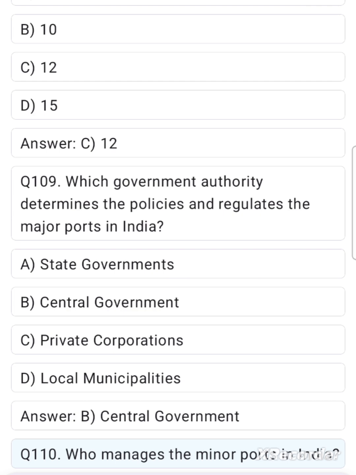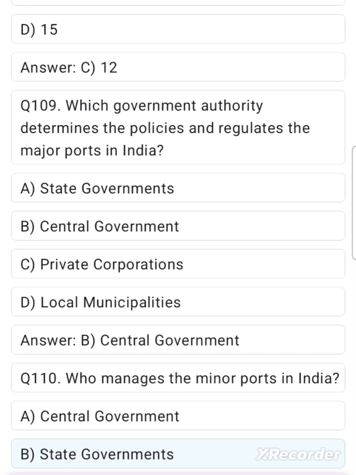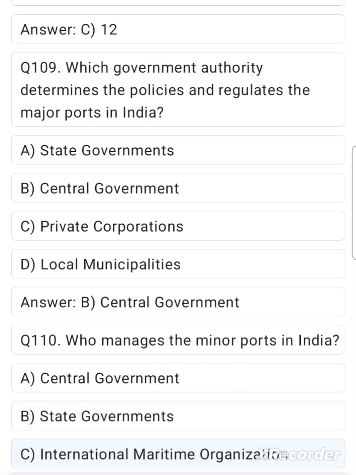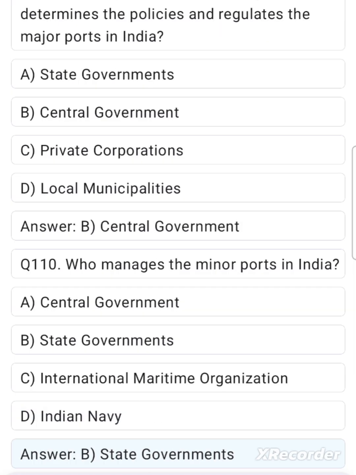Q110. Who manages the minor ports in India? A. Central government. B. State governments. C. International Maritime Organization. D. Indian Navy. Answer B. State governments.